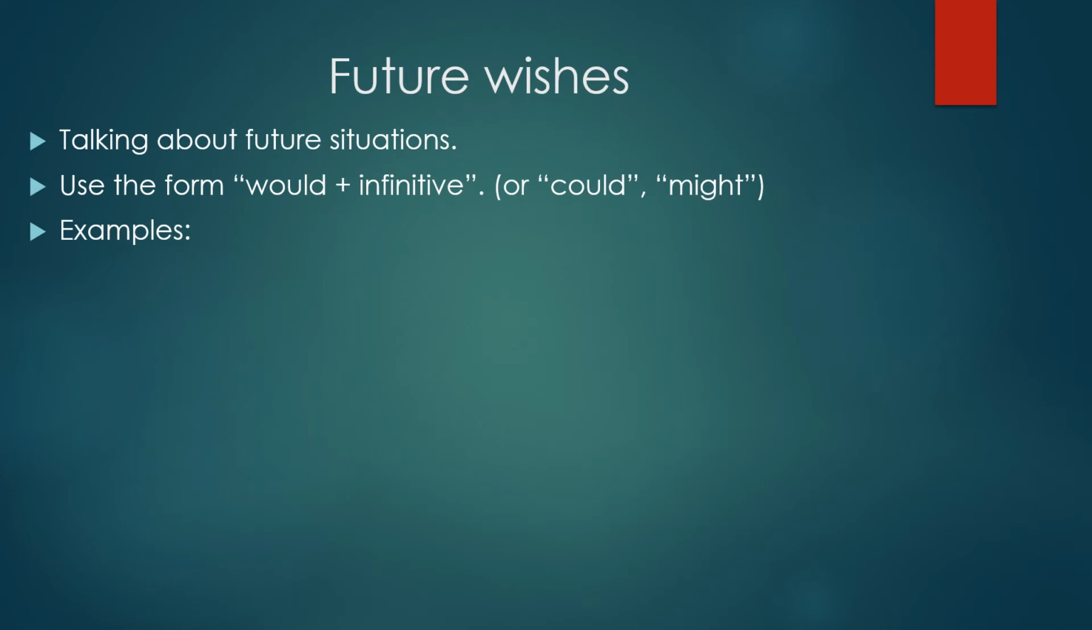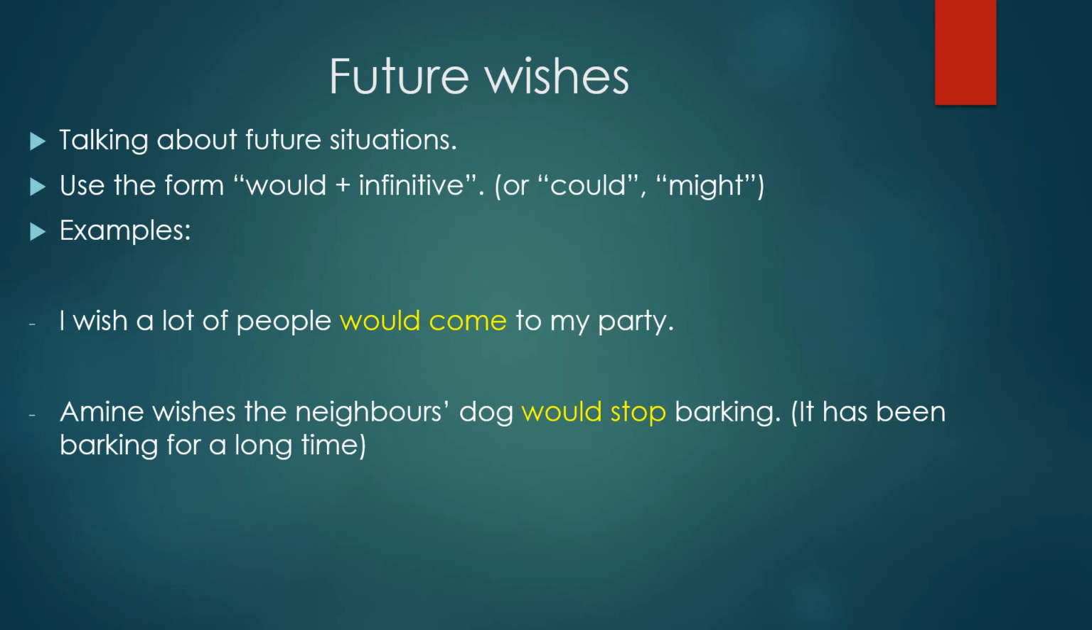Okay, so here are some examples of future wishes. I wish a lot of people would come to my party. So my party is going to take place in the future, and I wish a lot of people would come to the party. Number 2: Amin wishes the neighbor's dog would stop barking. Why? Because that dog has been barking for a long time. So we are using would plus infinitive.